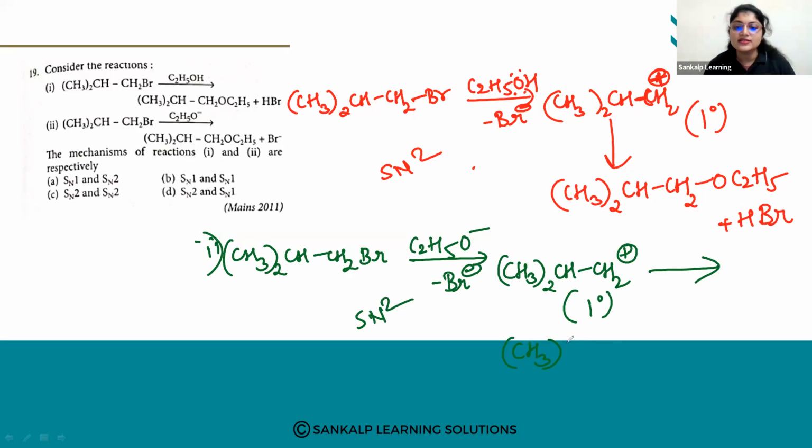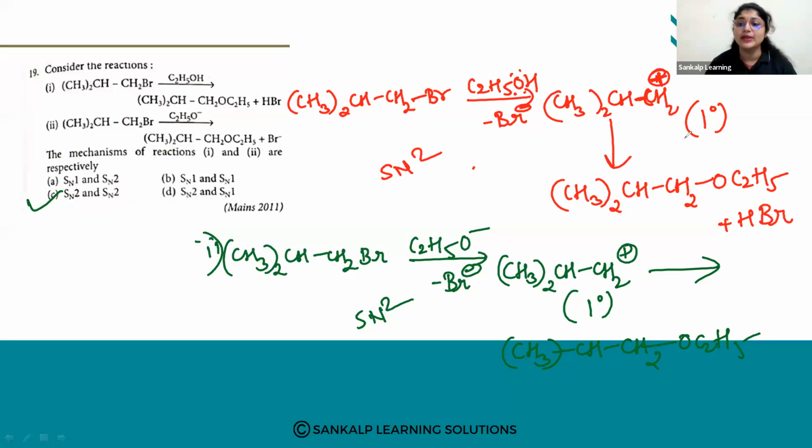So which is the correct answer? (CH3)2CH-CH2-O-C2H5. So what is the correct answer? It is C. Yes. So who all had said C? Komal and Netravati both had said C. So C is the correct answer. Understood? So like this, you have to solve it.